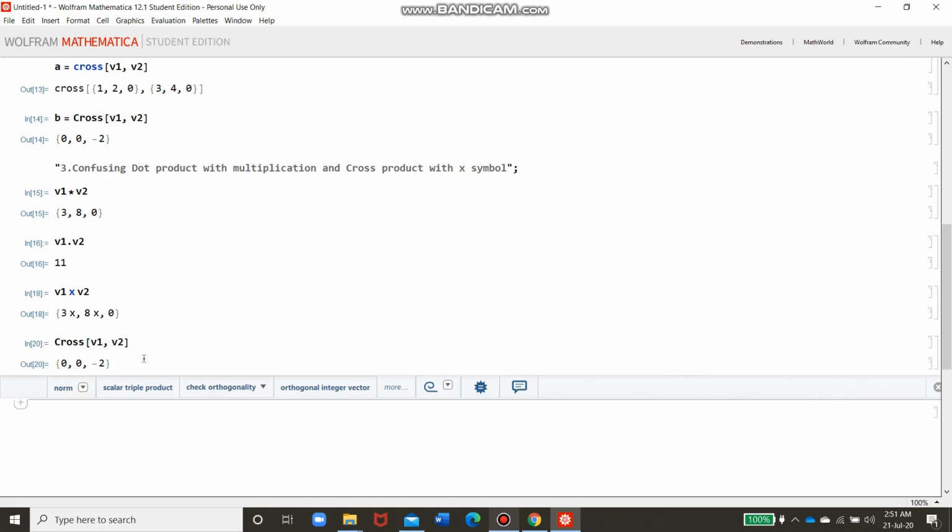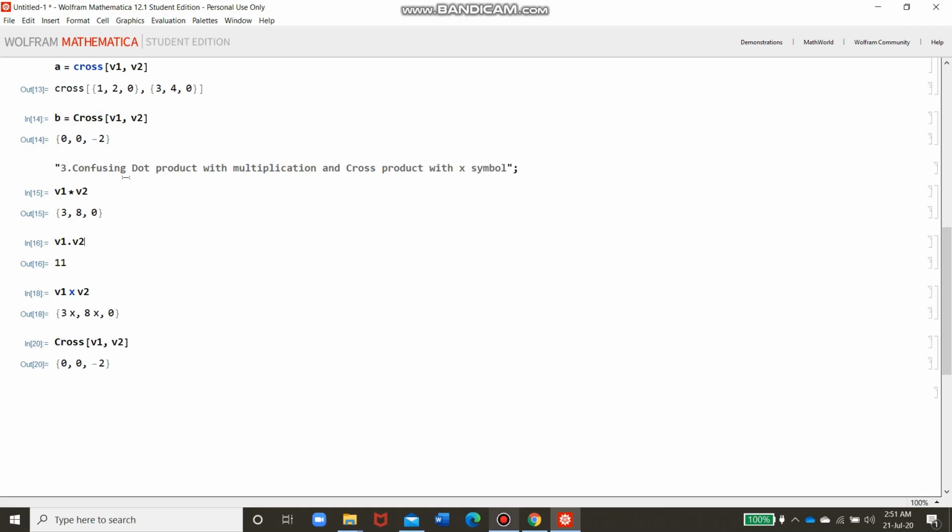So this is the third error, that we often get confused with the dot product and the multiplication and the cross product with an x. So please make sure you don't do that.